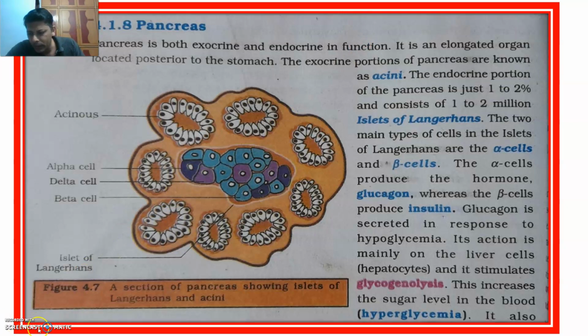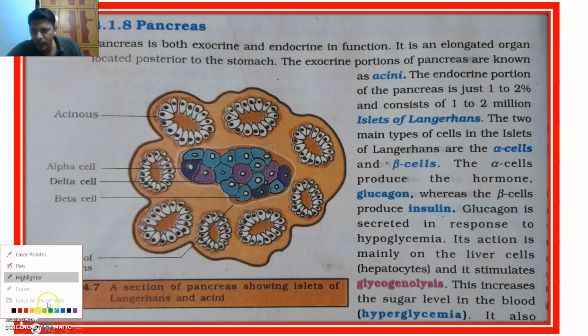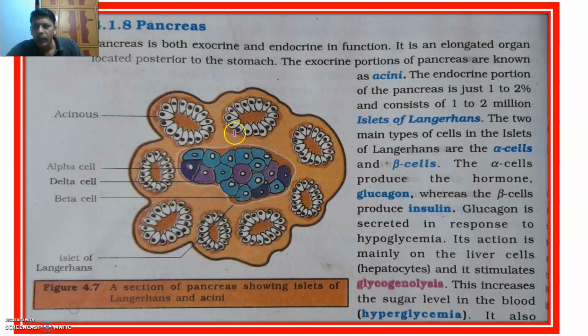Pancreas is called a dual gland. It is called a mixed gland. It has two portions, one is the exocrine portion and another one is the endocrine portion. The two portions do different functions. One performs the exocrine function, the other one performs the endocrine function.